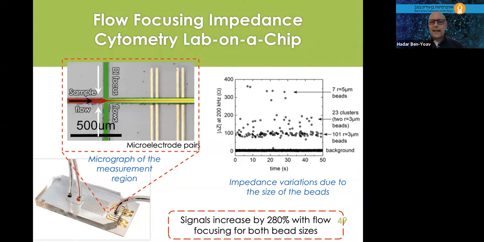So this is all the analysis that allows us to detect the white blood cells label free, without the need to integrate fluorescent labels into the sample itself.